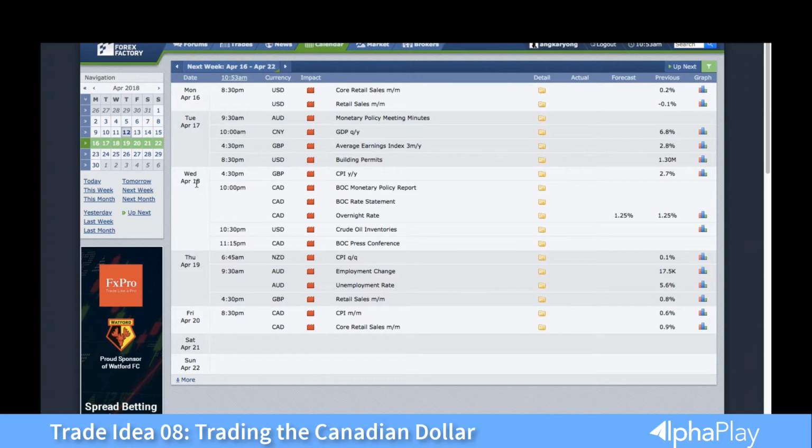Next week on Wednesday, Singapore time, at 10 PM we do have the upcoming Bank of Canada BOC rate statement. You can see over here the overnight rate is expected to be maintained at 1.25. But having said that, whether the interest rate of Canada will be increasing or decreasing won't really affect much because the forecast is the same.